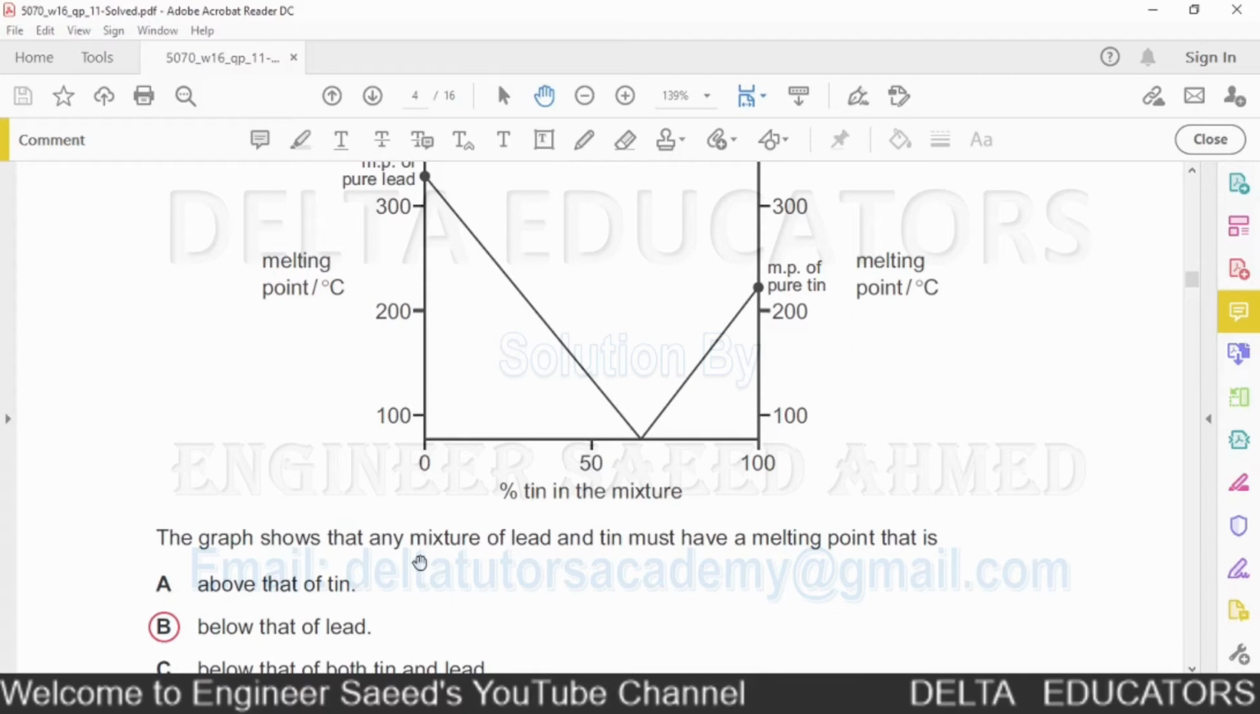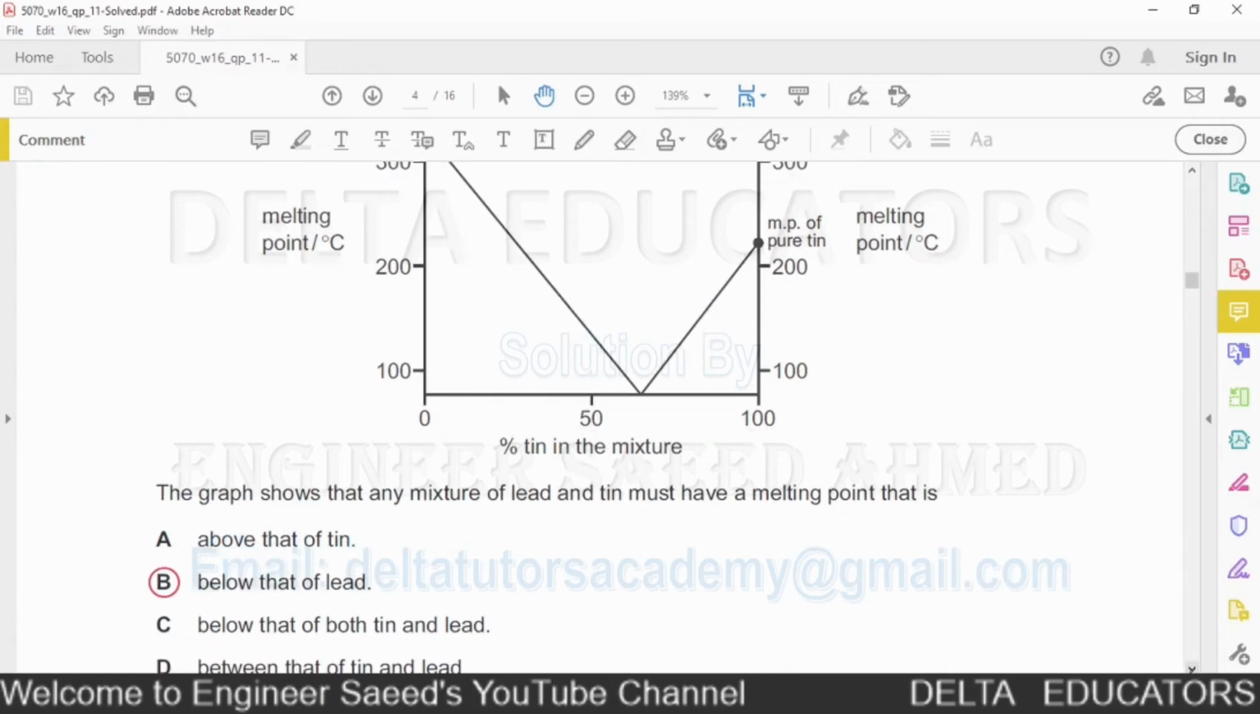Option B, below that of lead. Yes, it is correct. This is the melting point of pure lead, and the melting point of the mixture is below the melting point of pure lead. It is in this region, and this region is below the melting point of pure lead. So our correct option is option B.